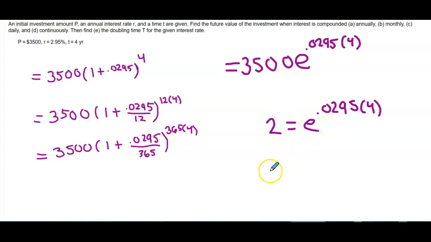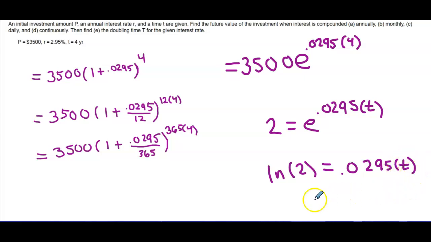If I write this as natural logarithm, I've got the natural log of 2 is equal to our exponent of 0.0295, find the doubling time for the given interest rate. Oh, okay. I got a 4 here. I see. This is for the doubling time. We're not meant to put in a 4. We want to know how long is it going to take to double. So I'm going to need this to be a t here. And now we can solve for t.